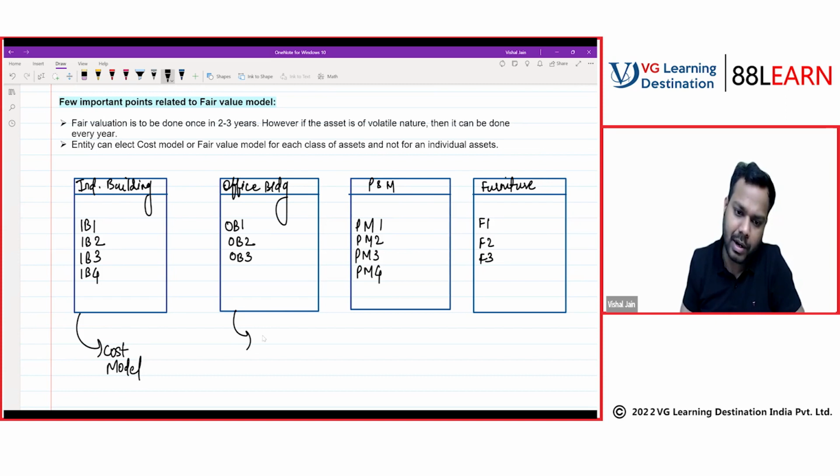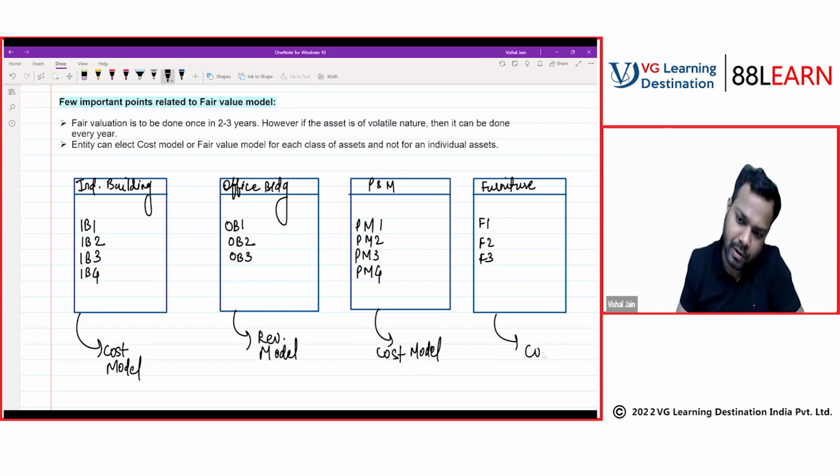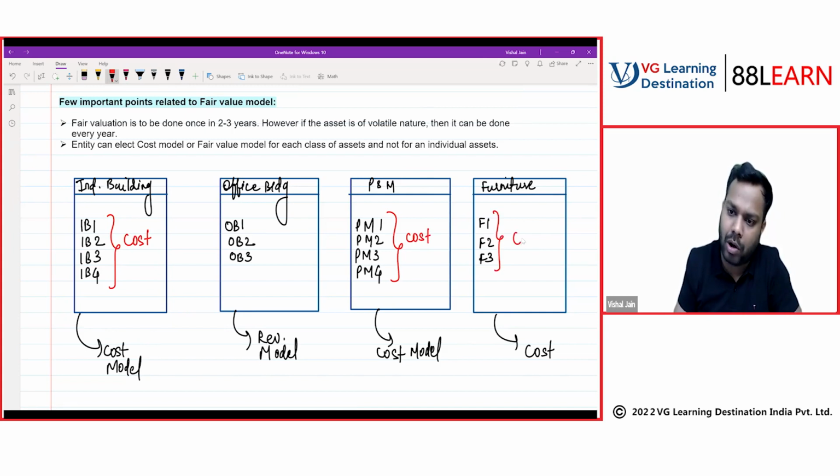Is that revaluation model? Revaluation model. Is that cost model? Now, if this is a cost model, what you have to understand is all of them will be at cost. And if it is the fair value model, all of them will be at fair value model.